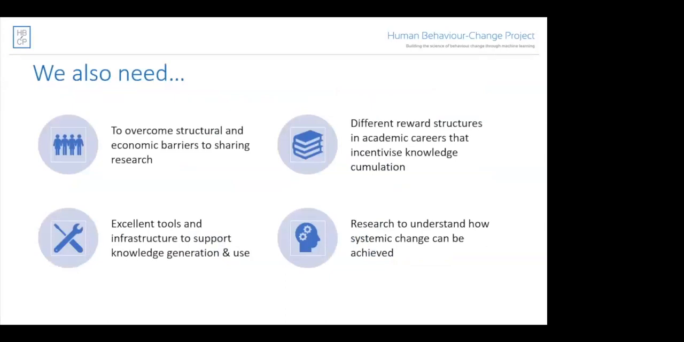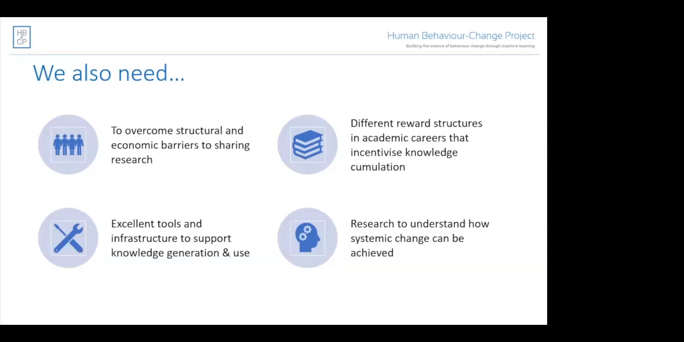Finally, at a higher level, we need to overcome the structural and economic barriers that we all know are in place that stop us sharing research efficiently. Part of that is around thinking about reward structures in academic careers, but also about the economic structures that are in the current publication ecosystem.